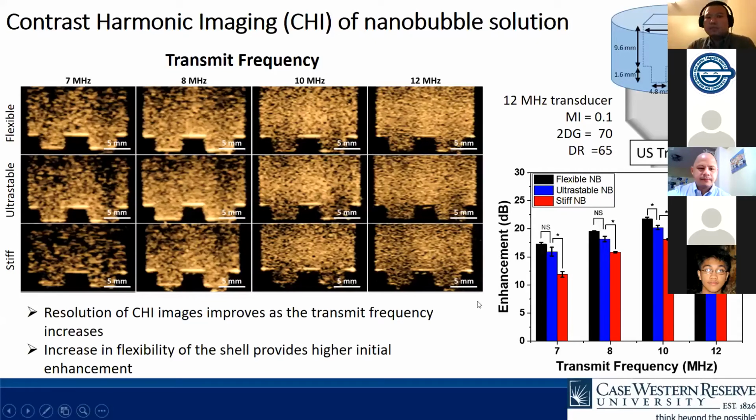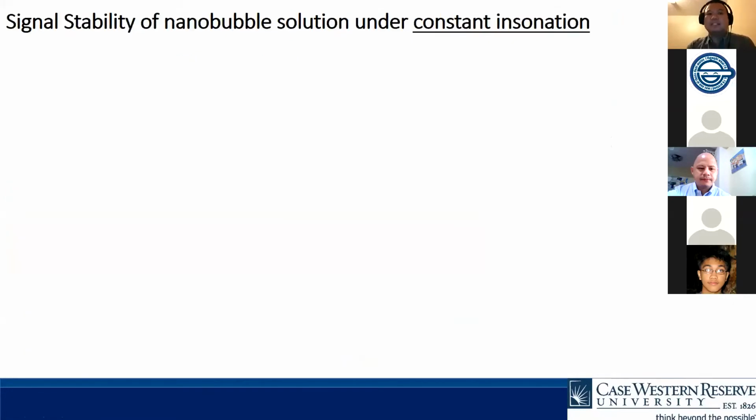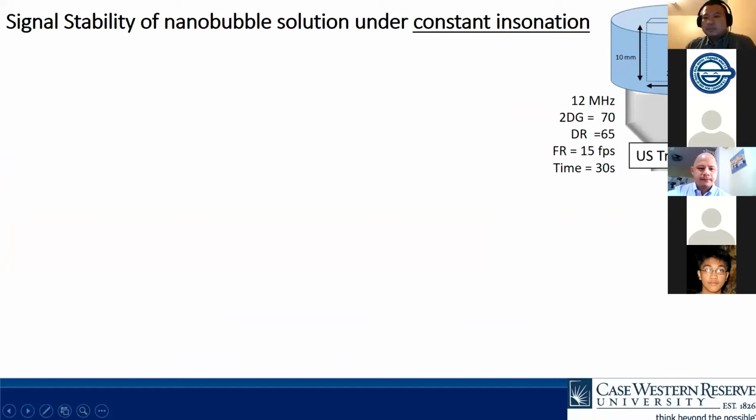We continue to expose this nanobubble solution to ultrasound and look at stability under constant insonation. To do this, we use an agarose with a very narrow channel because we don't want any nanobubbles diffusing in and out of the solution, or in or out of the visible plane. We also vary the intensity of the pressure of the ultrasound that we use.